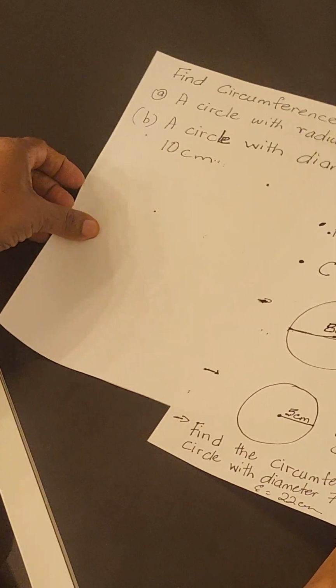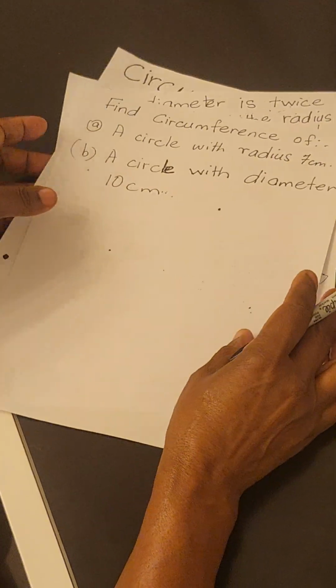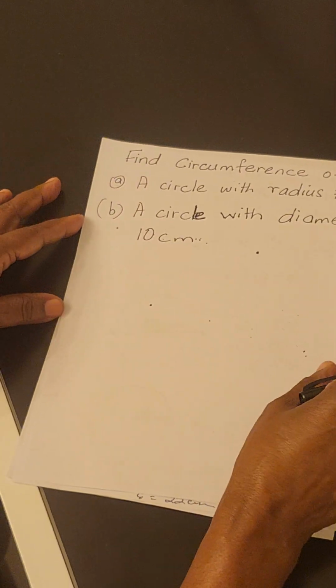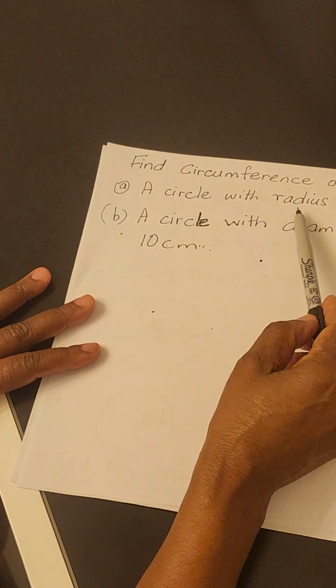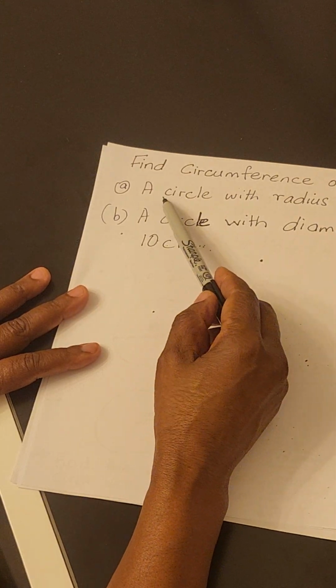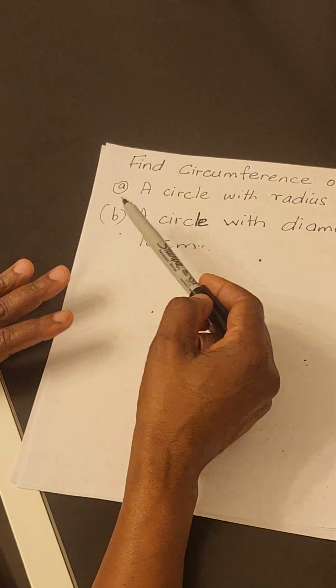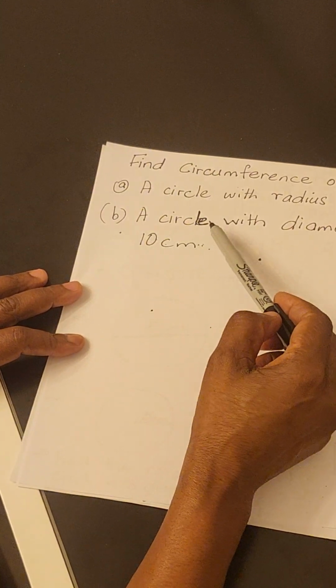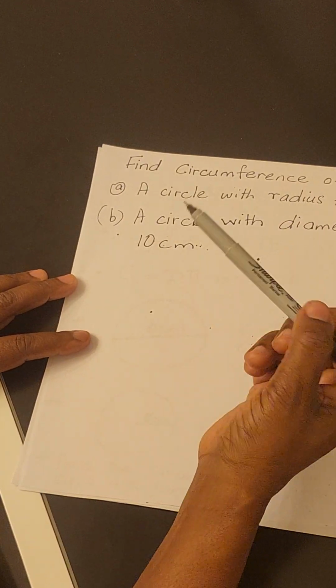Okay, now you are going to do these on your own and put the answers in the comment section so we can know exactly how you think. Find the circumference of a circle with radius 7 centimeters. Remember, you're given the radius. Go back to the video. Now a circle has a diameter of 10 centimeters. What is the circumference?